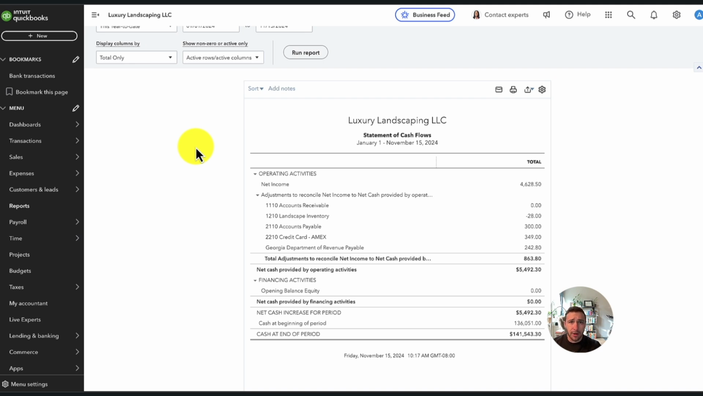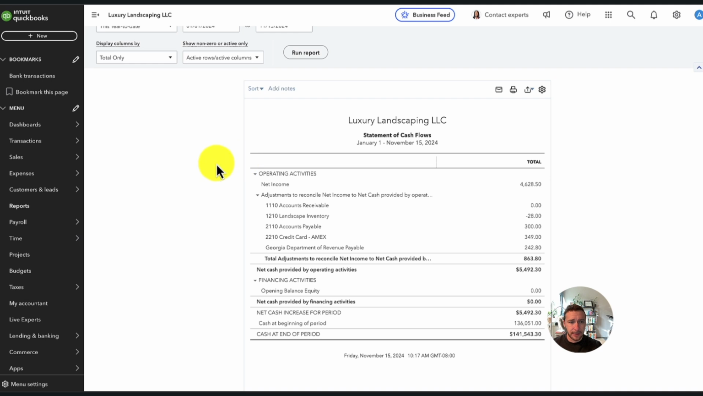For example, on the P&L statement, you could be generating a lot of sales, but if the majority of those sales are through invoices and people aren't paying you right away, then you might not actually have enough cash in the business for all of the underlying operating expenses.